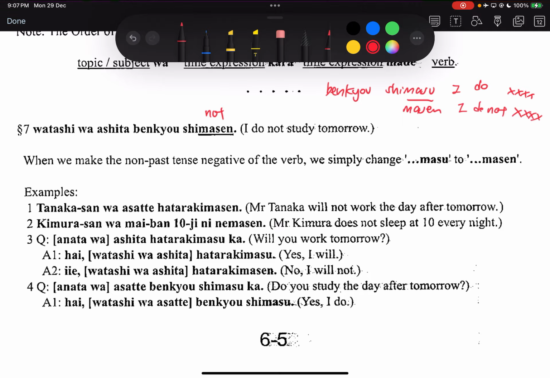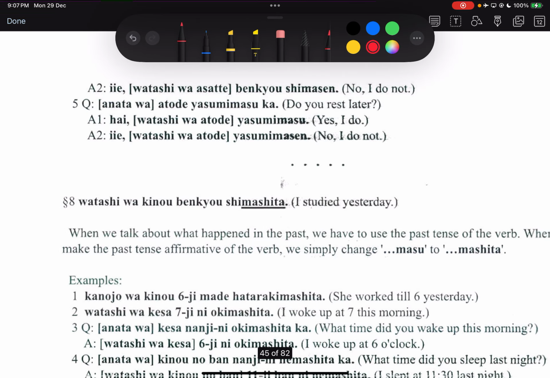はい、勉強します. Then no, いいえ、勉強しません. I do not study. Right? Number 5. 後で休みますか? Later, do you rest? Right? はい、休みます. Yes, I will rest. いいえ、休みません. No, I will not rest. Okay?